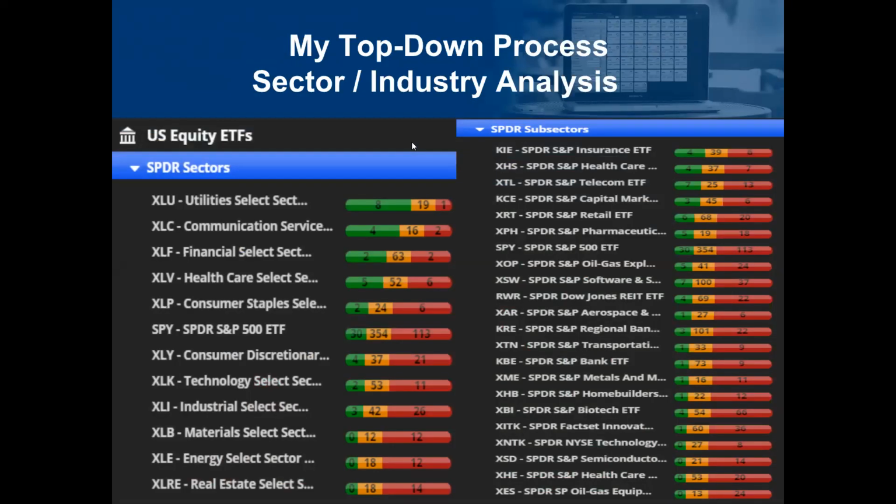And from there, once we've identified the trend in the market, we can look for the strongest parts of the market and the weakest parts of the market. And again, that is driven by the Chaikin Power Gauge.